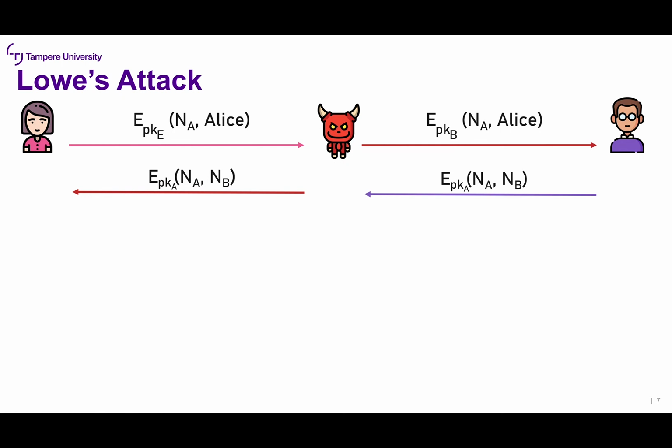And then upon reception, what would Alice do? She would use SK of A to decrypt that message and find out, first of all, NA, so she could be sure that Eve got NA correctly, and then she would encrypt NB with SK of A, right?